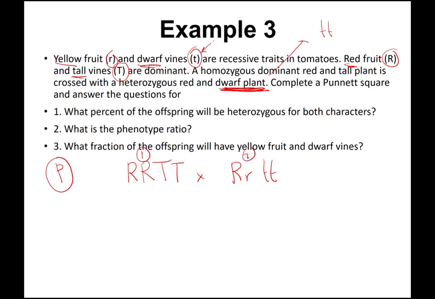Okay, so with the Punnett square, we have to answer these 3 questions. What percent of the offspring will be heterozygous for both characters? What is the phenotype ratio? And what fraction of the offspring will have yellow fruit and dwarf ones? So first of all, gametes. What possible combination can we find in the gametes?